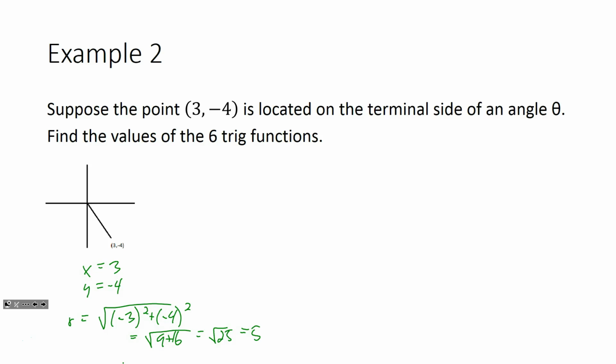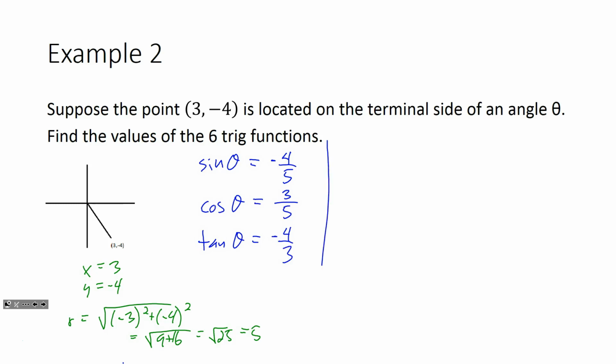So let's run through these 6 trig functions. First off, sine of theta. Sine of theta will equal the y value over r, -4/5. The cosine will equal the x value over r, which will be 3/5. And the tangent of theta will equal y over x, which will be -4/3.